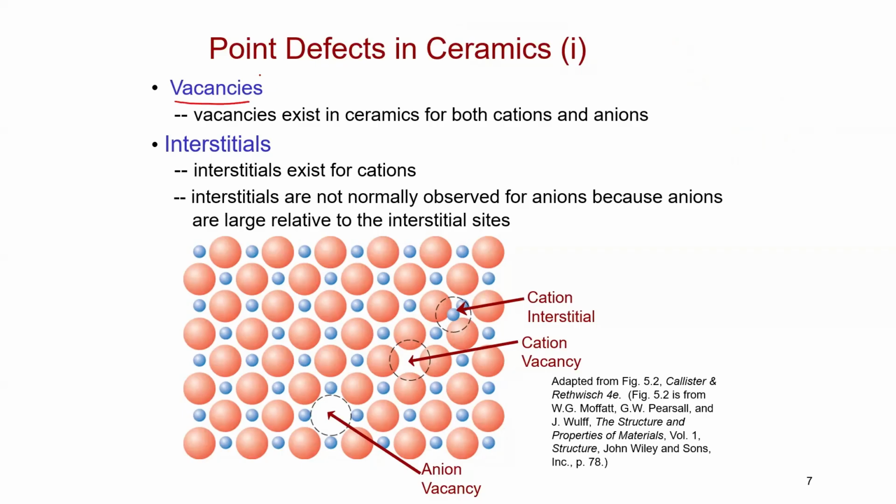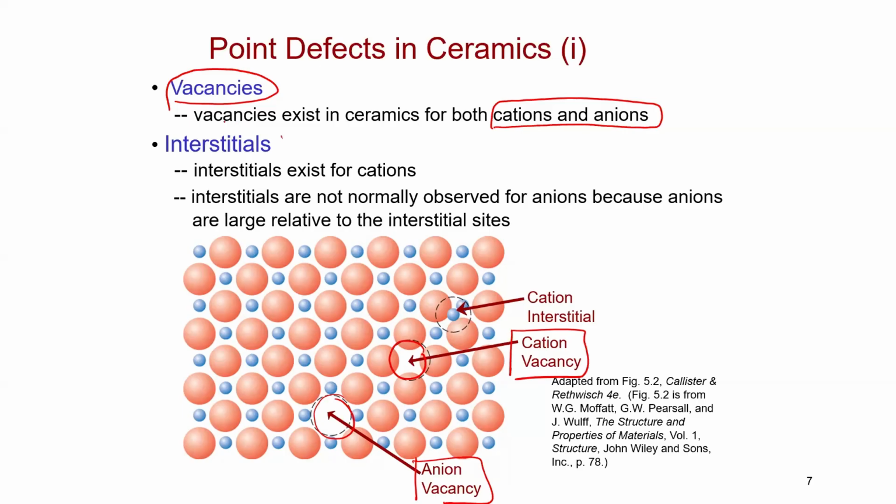So you can have vacancies again in the ceramic. Vacancies normally happen only with the cation. So cations missing, so small ions missing. So you can see a vacancy here where you have small ions missing. And also you can have vacancies in the anion, where you can see the big ions are missing. So cation vacancies and anion vacancies can be there in ceramics.